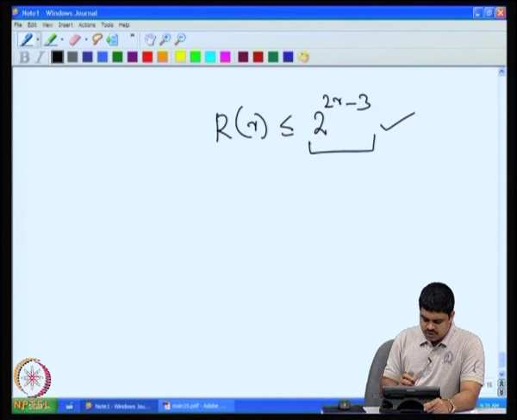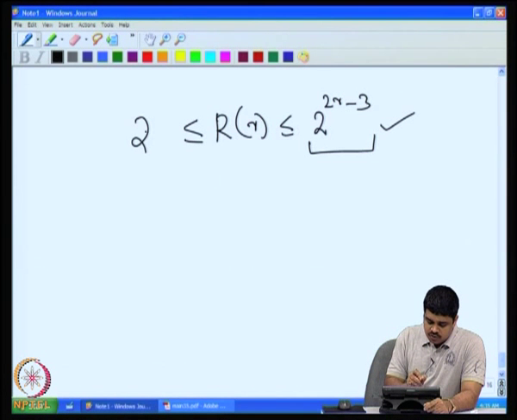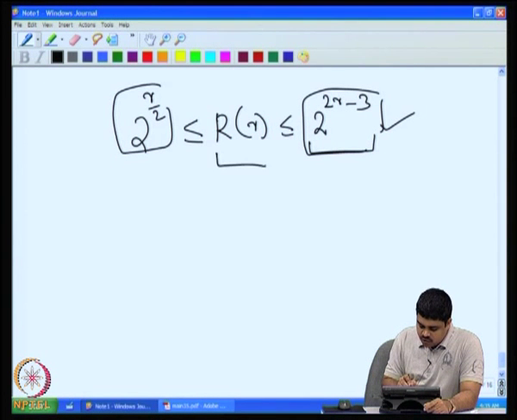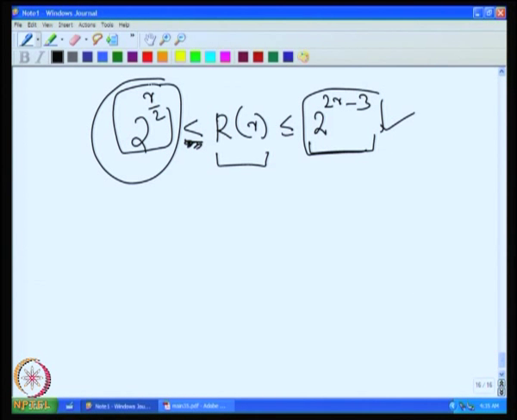What we are going to do is to show that R(r) is greater than or equal to 2 raised to r by 2 also. So, this is an upper bound and this is a lower bound. The actual value of R(r) has to be somewhere in between 2 raised to r by 2 and 2 raised to 2r minus 3. How do we show this? This problem seems to be more difficult. The previous one was constructive and more intuitive.